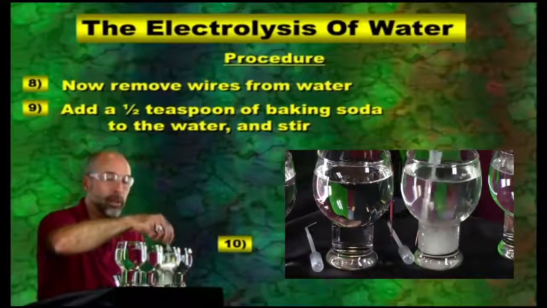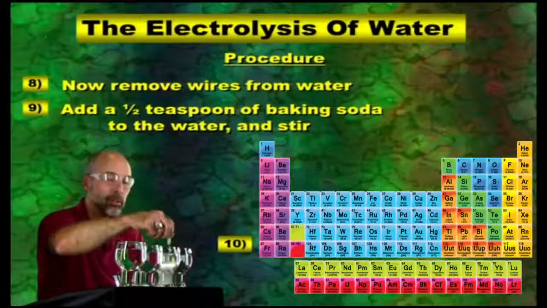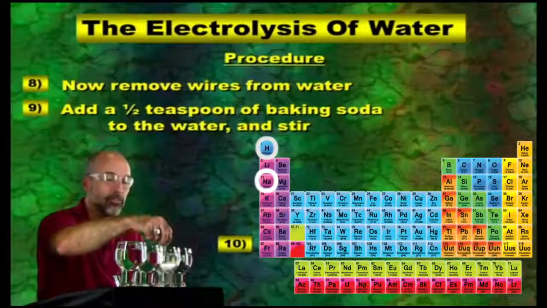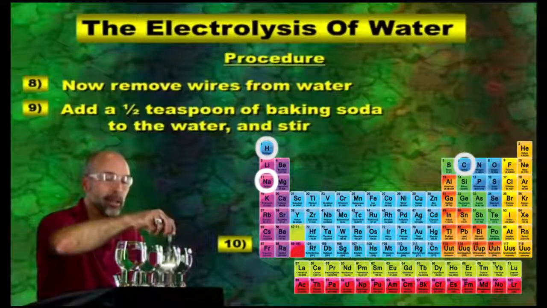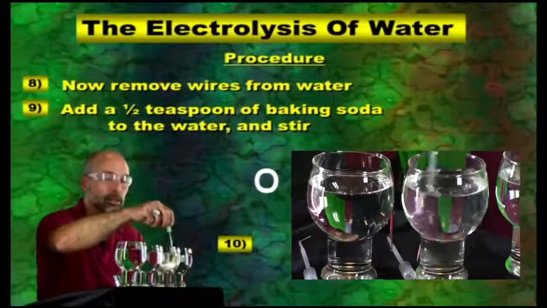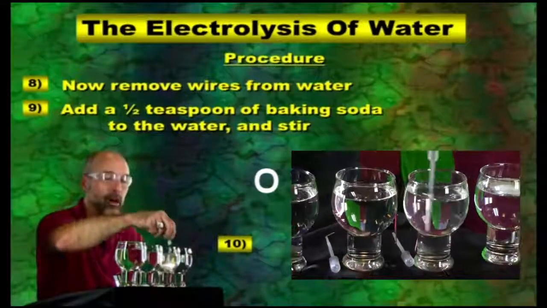Now you look at the periodic table. You have a sodium. Where's that found? That's on the left side. We find hydrogen. That's on the left side. We find carbon. That's on the right side. We find oxygen. That's on the right side. Just like magic, you'd never know I put anything in there. Look at that. It's all gone.